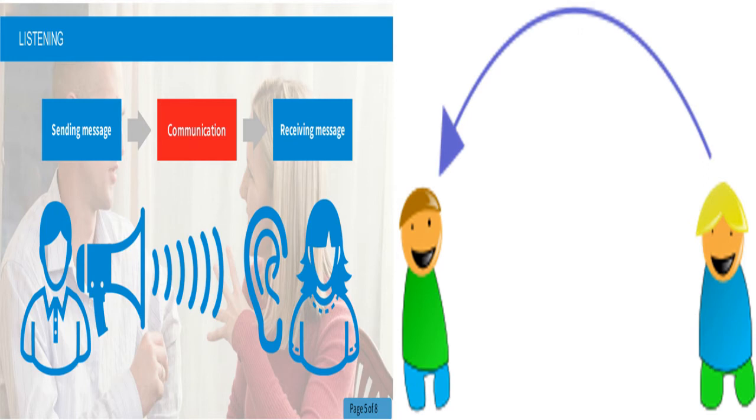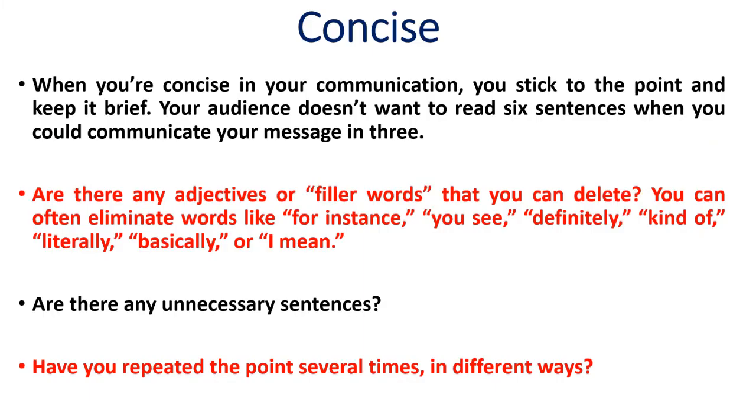In this diagram, we can see that when sending and receiving a message, if both persons understand and the information is quite clear, then the communication will be successful. The second C of communication is concise.